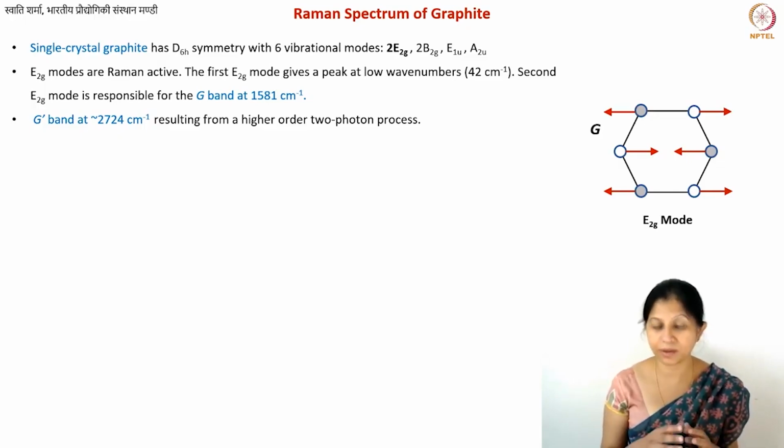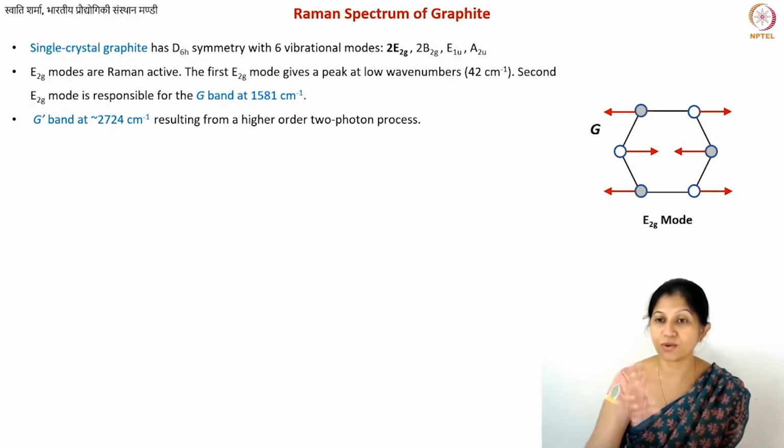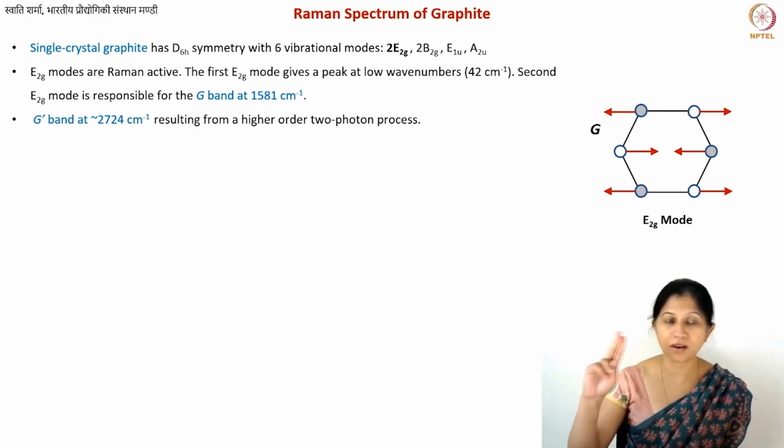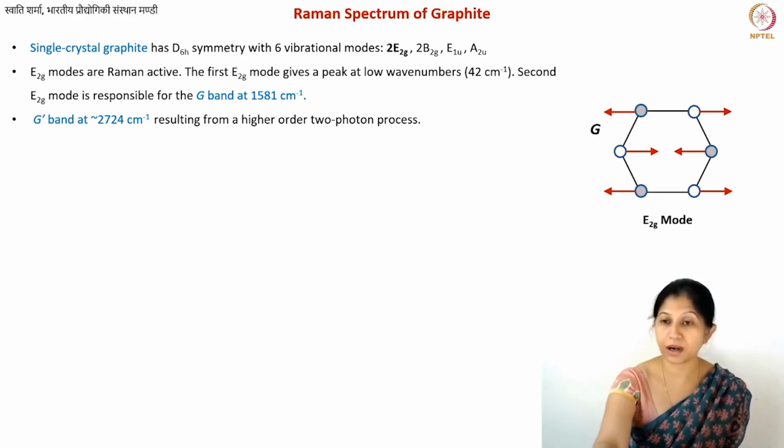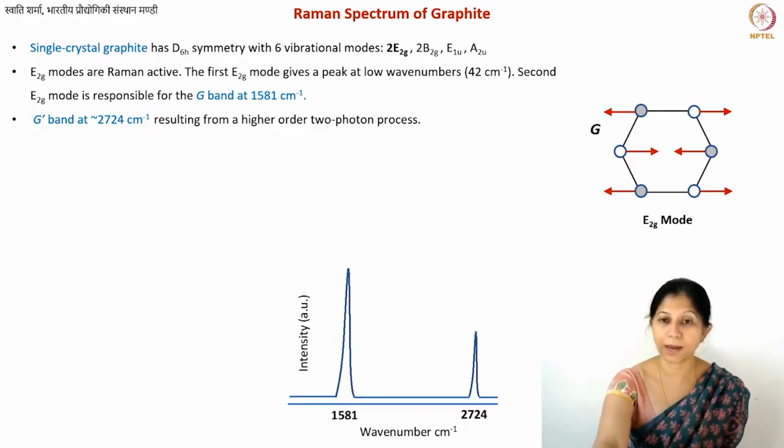So this is also sometimes known as a second order because it is a 2-photon process, unlike the other processes. So this is a 2-photon process, and this is also something that you observe in your graphite Raman spectrum. Okay, this is how it looks. This is a hand-drawn spectrum, so don't expect accuracy here.